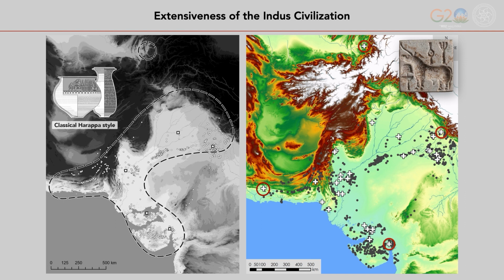The extensiveness of the Indus urban society is well demonstrated by various cultural contents, especially of the Harappa culture. The occurrence of the classical Harappa style pottery confirms that the site with this pottery belongs to the urban period of the Indus civilization. Similarly, seals made of steatite and engraved with an animal and signs have a wide distribution across the different landscapes of the Indus region.